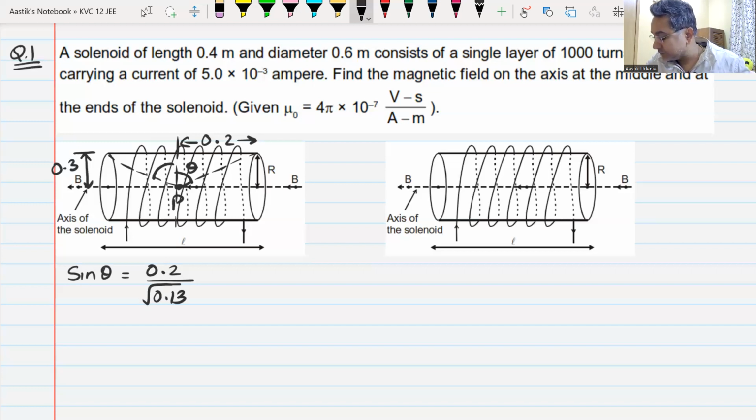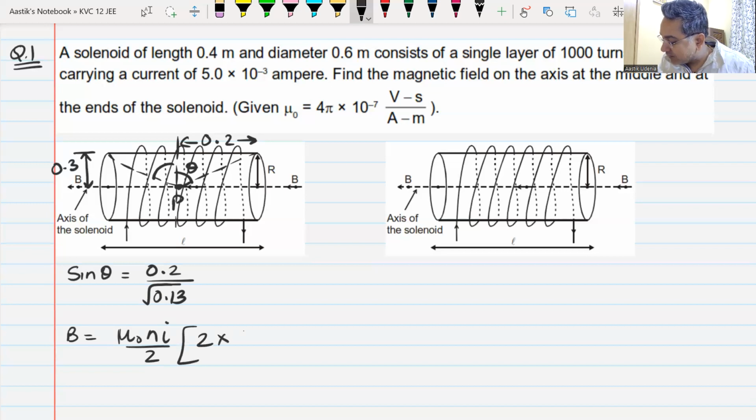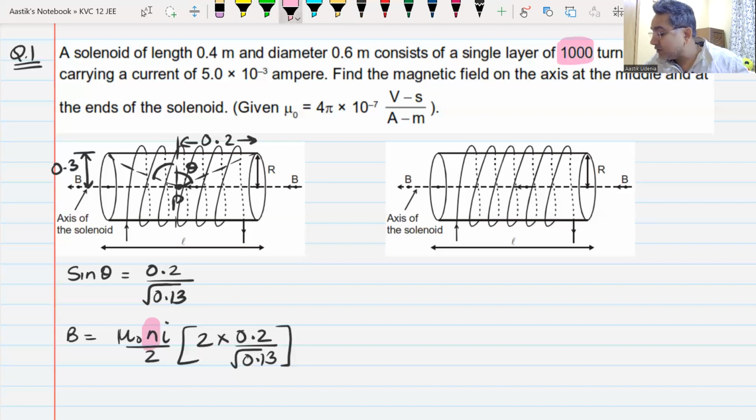Yes or no? Yes, sir. So the magnetic field will be simply mu naught N I by 2 multiplied by 2 times sine theta. You can just put these values and get your answers. Remember here n is the number of turns per unit length. Here they have given the total length, total number of turns as 1000. So n will be equal to 1000, which is the total number of turns, divided by 0.4.